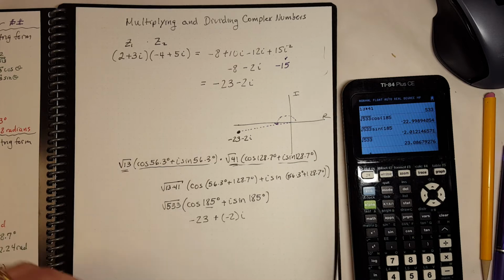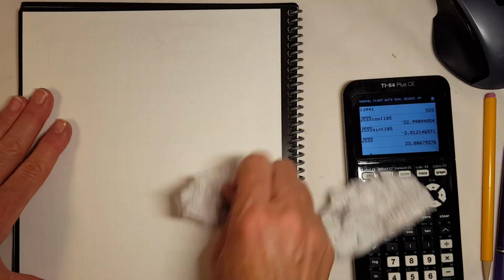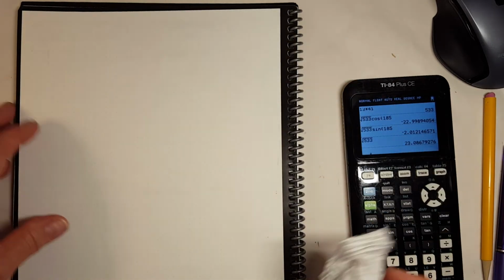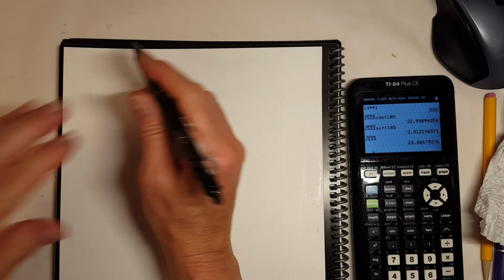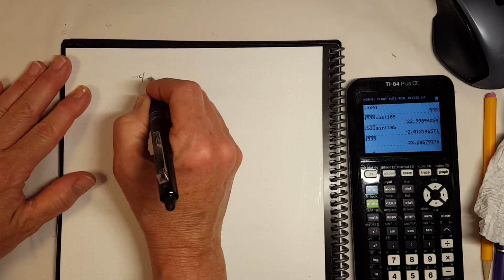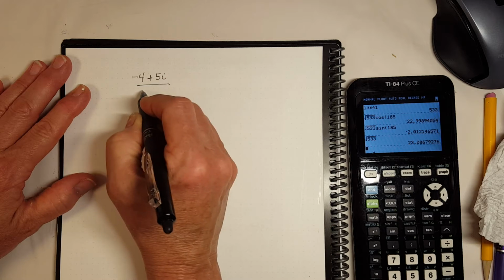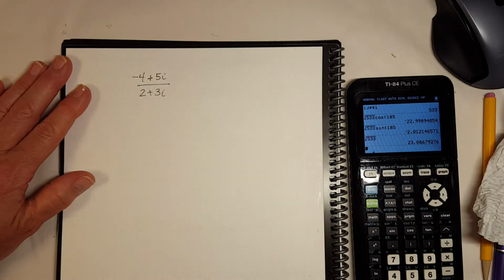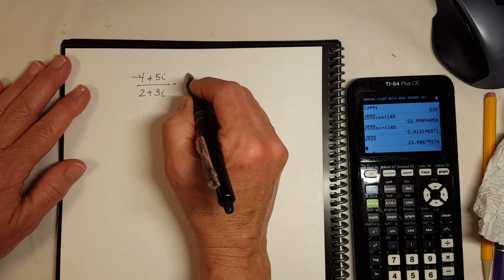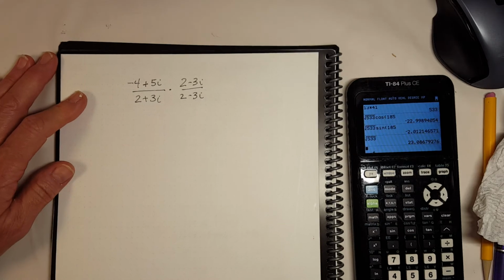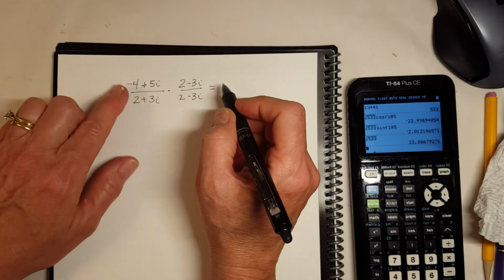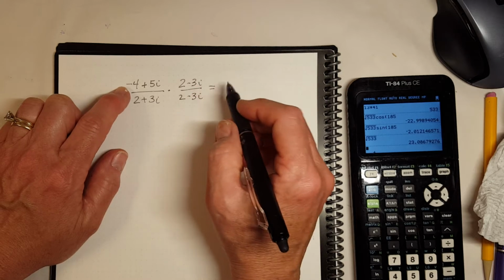Now let's look at division with complex numbers. And division with complex numbers is a little bit longer of a process in the rectangular form because we learned in the last video that we have to multiply by the complex conjugate to do division. So let's do -4 plus 5i divided by 2 plus 3i. And if I do this in the rectangular form, the division is really a multiplication of the complex numbers by the complex conjugate.